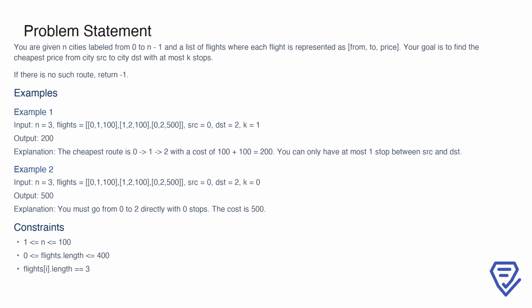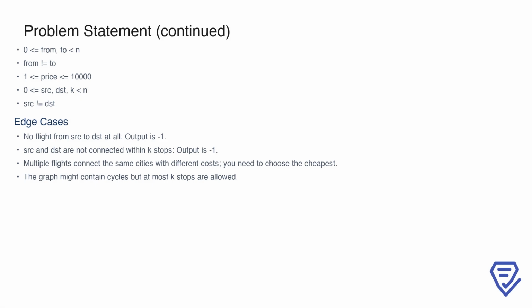For example 1, with input n equals 3, flights as [0, 1, 100], [1, 2, 100], [0, 2, 500], SRC as 0, DST as 2, and K as 1. You can take flight 0 to 1 and then 1 to 2, total cost 200. Because K is 1, you can only change planes once. In example 2, with K as 0, you cannot stop anywhere, you must take the direct route, which costs 500. If there is no direct route or no connection with K-stops, the answer will be -1.